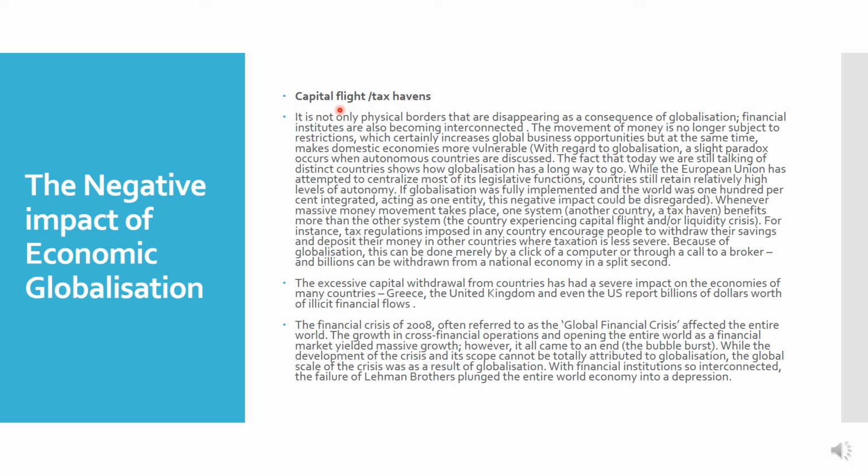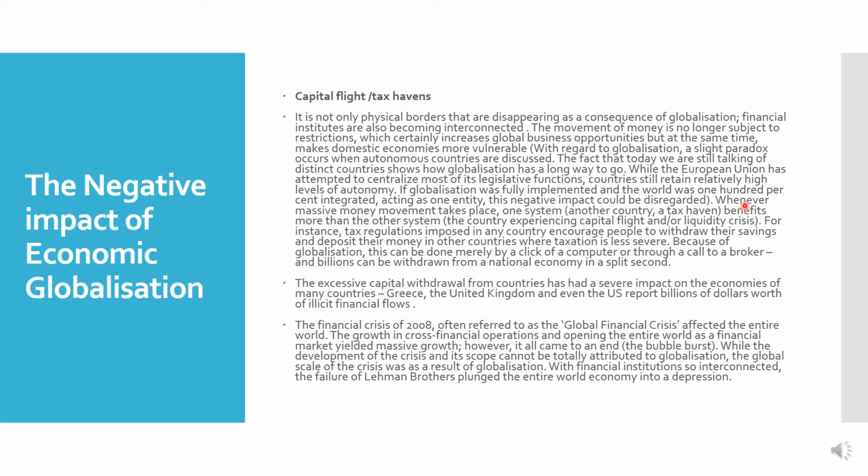It occurs when autonomous countries are discussed, or they are stretched wide open. The fact that today we are still talking of distinct countries shows how globalization has a long way to go. While the European Union has attempted to centralize most of the legislative functions, countries still retain relatively high levels of autonomy. If globalization was fully implemented and the world was 100% integrated, acting as one entity, this negative impact could be disregarded, but it is not so, right? So there are few countries which are distinct, there are few countries which are collaborating.